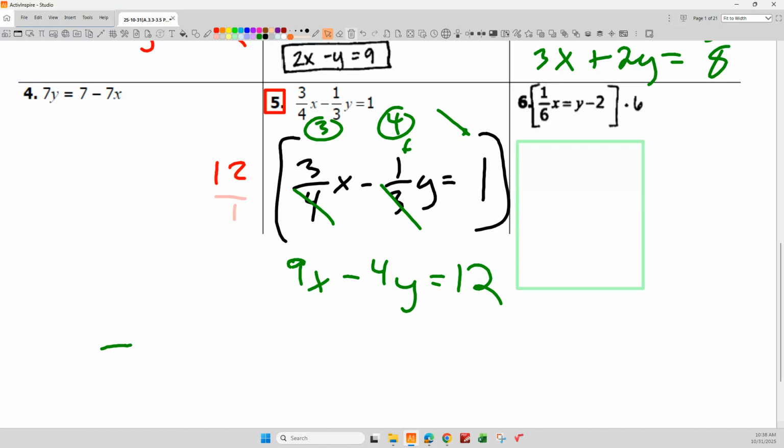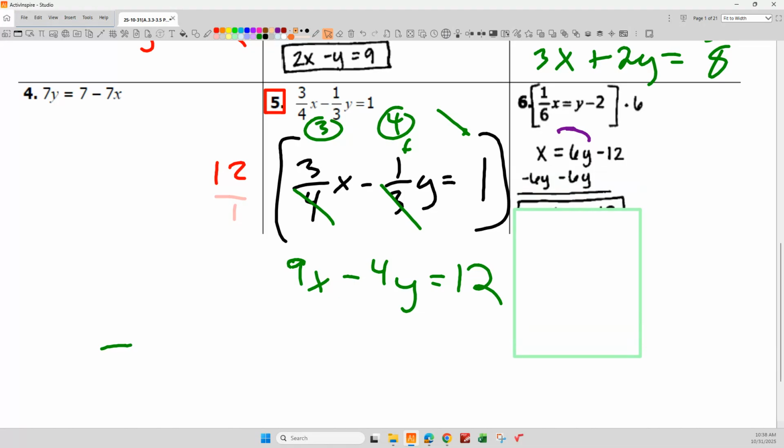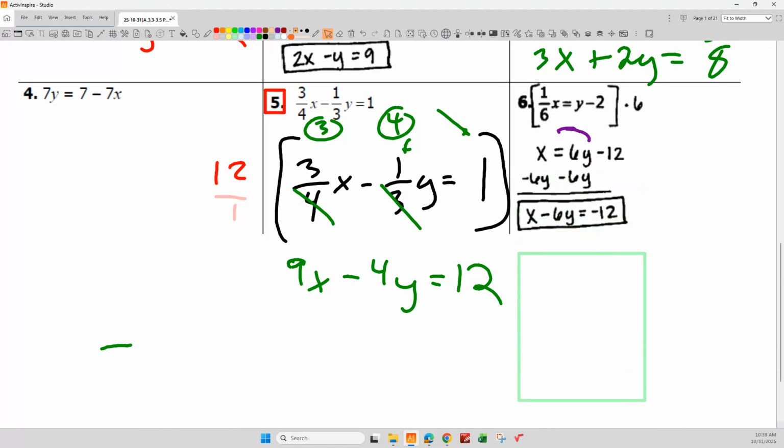6 times y is going to be 6y, and 6 times negative 2 is negative 12. Good. Almost there. What's the last thing I have to do? Okay, I've got to push the y term over to the left side, right? I need the x and the y terms on the left side and the number on the right side. So we're going to subtract that 6y from both sides, and that just gives you my answer. x minus 6y equals negative 12.